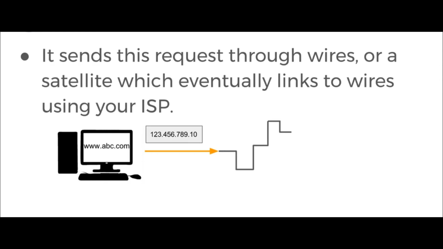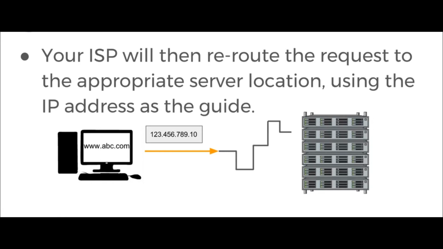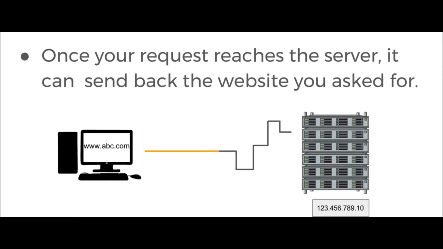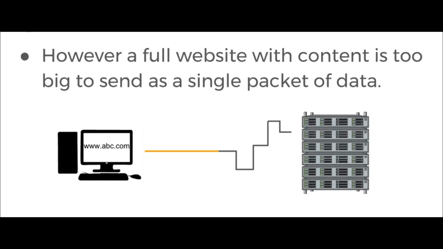And at a very, very basic level, the internet is basically just wires connecting computers with some sort of protocol. So your ISP will then reroute the request to the appropriate server location, using the IP address as the guide. And then once your request reaches the server, it can send back the website you were asking for.